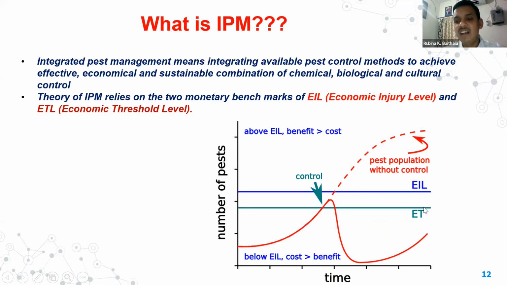What is economic threshold level? Economic threshold level is the population of the pest at which managemental action should be taken, so that the population of the insect should not reach the economic injury level. So what is economic injury level? Economic injury level is the pest population at which the loss due to control is equivalent to the production losses. So at the economic threshold level, the action should be taken for the control of the ectoparasite so that they should not reach the economic injury level.